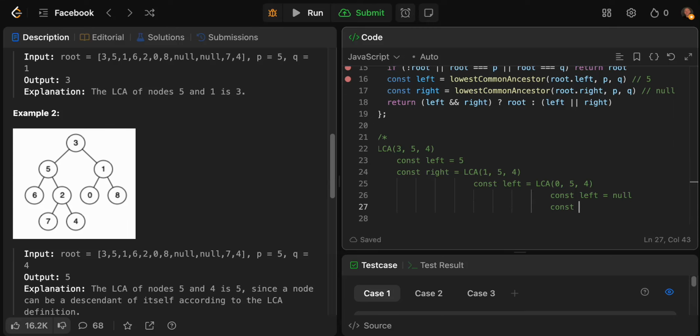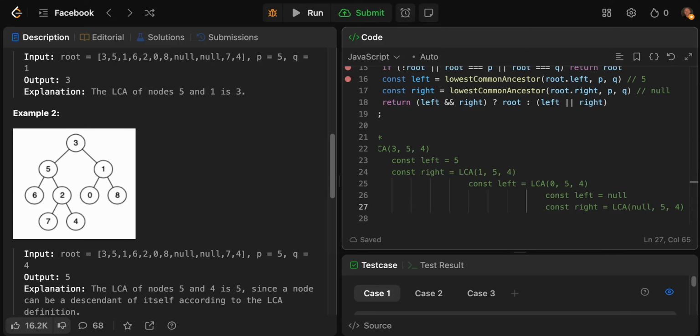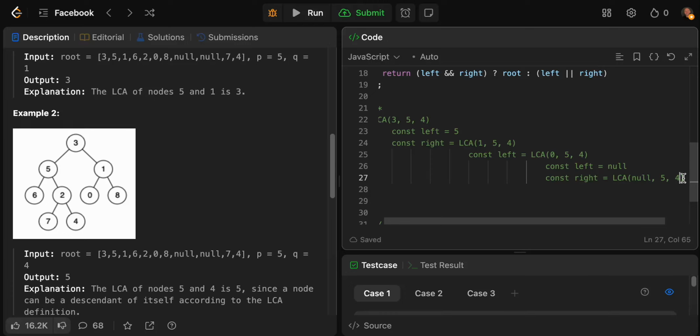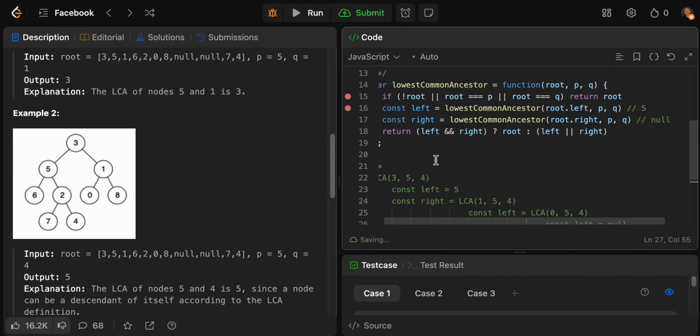So constant right is equal to LCA of, again, null, 5 and 4. We hit that line 15 call. That means this is now equal to null. So then we know that we do not have our left and we do not have our right. So we return our root.